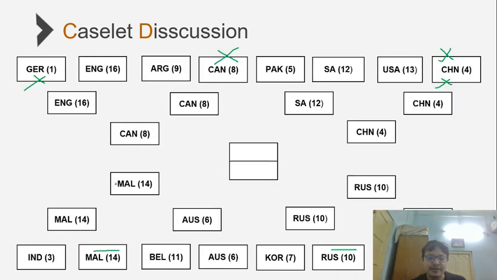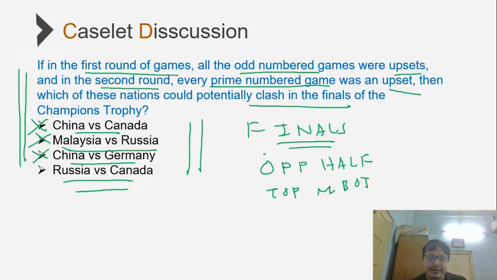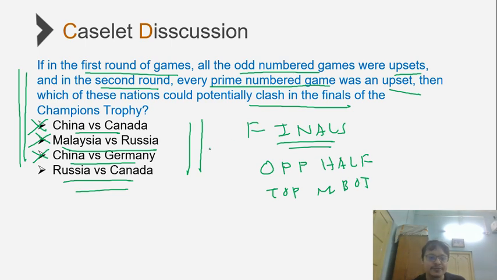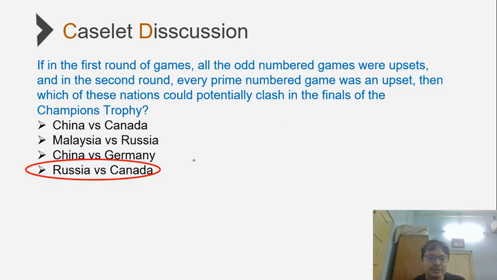So now we are left with option D only. And there we find Russia is from the bottom half, Canada is from the top half, which means this is the only permissible condition: Russia can play Canada in the final. So given that we've eliminated options A, B, and C, the right answer will have to be option D, that is Russia versus Canada.